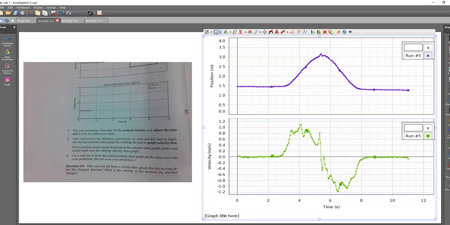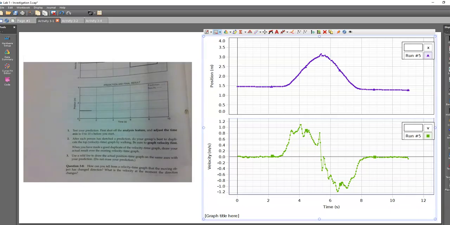Question number 3, what is the velocity at the moment that the direction changes? It's 0, exactly right. Okay, and now question 3-9, how can you tell from the position graph that your motion is steady? How can you tell from this graph that I'm moving at a constant speed or a constant velocity? Yes? This is a straight line. Here I have a straight line at 0. Here I have a straight line with a slope. Here I have another straight line with a slope and another straight line at 0. So we can get a lot of information from these graphs here.